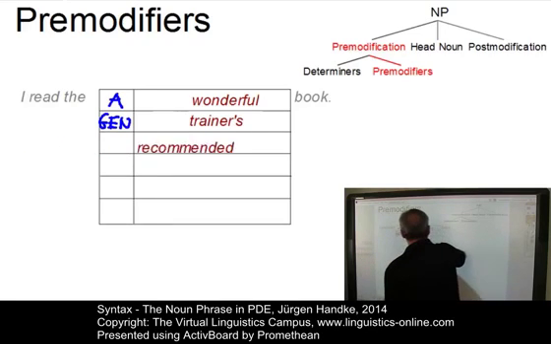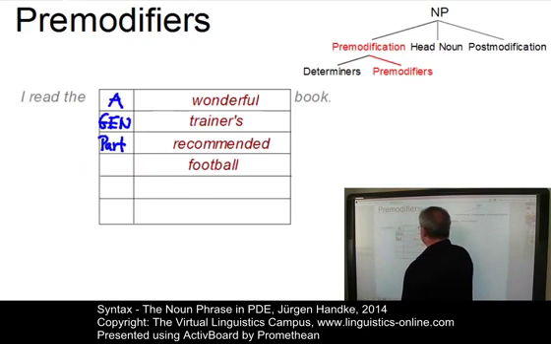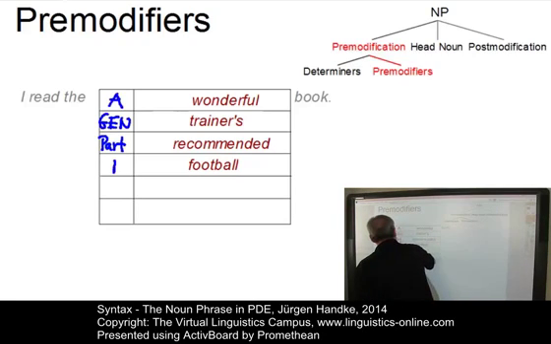We have participle constructions, such as I read the recommended book. Participle. We have nouns or nominal constructions, which you can also analyze as a compound noun. I read the football book.